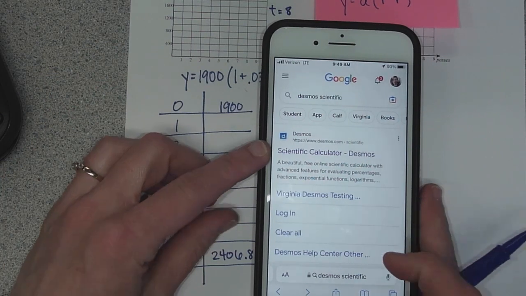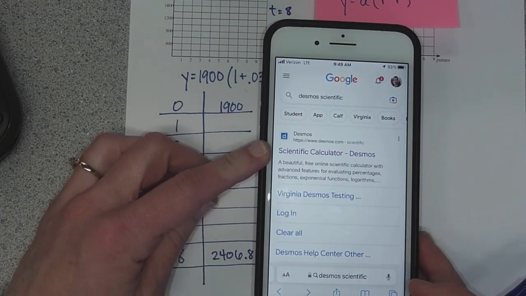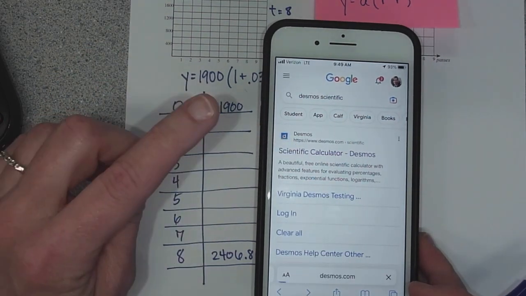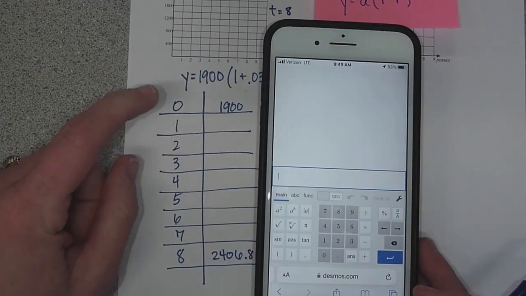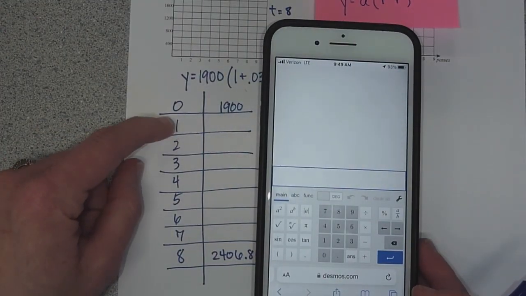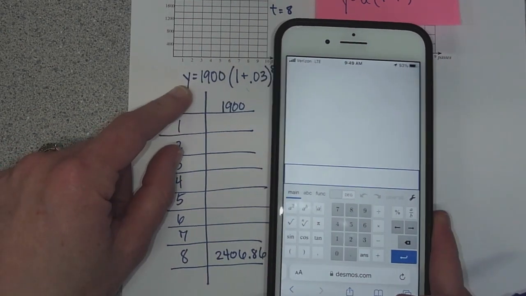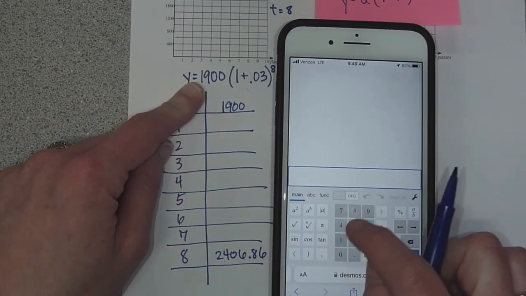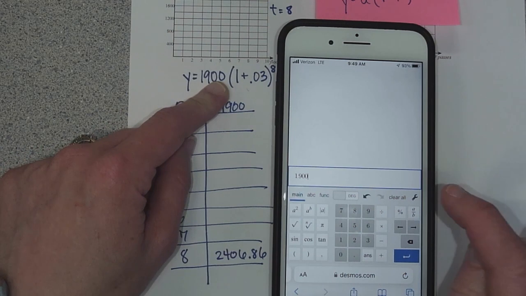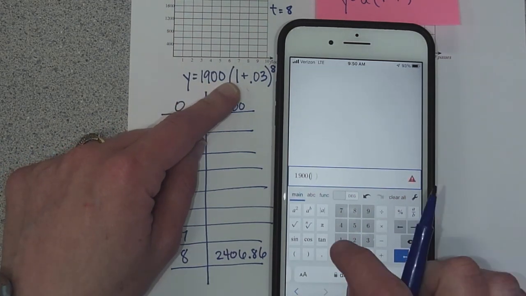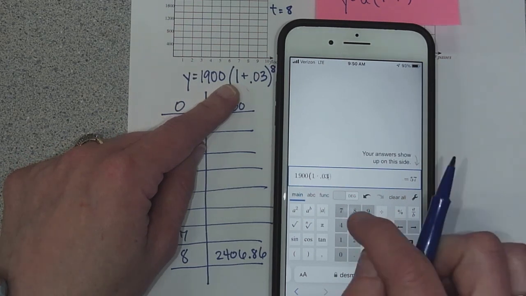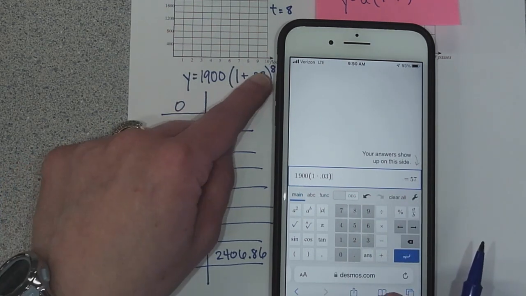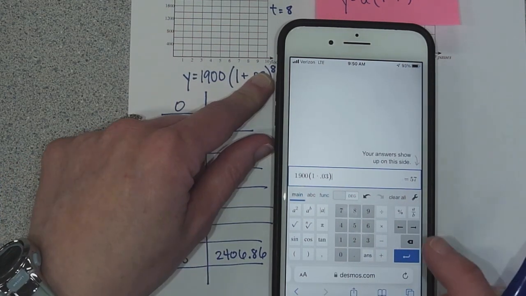You're going to go to Desmos's scientific calculator, not the graphing calculator. I'm just going to show you the scientific calculator because it's most similar to this and very useful for making your table. I'll just go ahead and pop down to number 1 here. And again, I'm not going to put the y equals in. I'm just going to start with 1900, and then open parentheses, 1 plus 0.03, and then close those parentheses and do the exponent of 8.